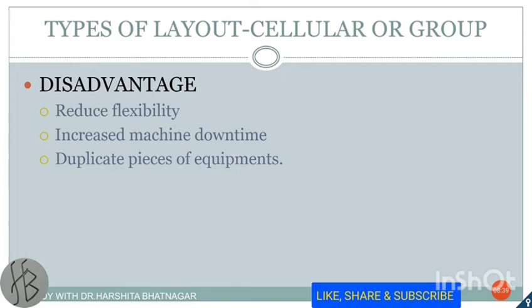There are certain disadvantages, like there is no flexibility or less flexibility, increased machine downtime, and duplicate pieces of equipment are required. It may be possible that equipment A which is required in one cell is also required to produce part B in the other cell. So here the machines or equipment are required in large number, so duplicate pieces of equipment are there. So this is called cellular or group layout. I hope you all are able to understand what is cellular layout.